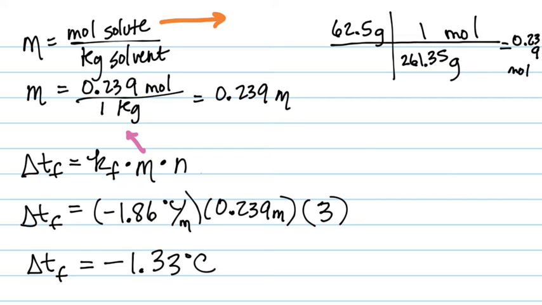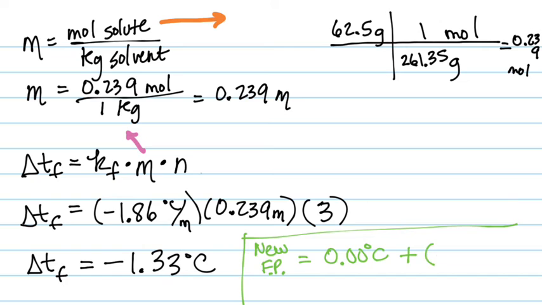So if it asked for the new freezing point, we're going to do that even though it does not ask for that. But again, I want you to see it one more time. So the new freezing point of water, once we added that solute to it, I look back at my chart. The normal freezing point of water is 0.00 degrees Celsius. We add on the delta TF. So the new freezing point, negative 1.33 degrees Celsius. Please make sure you get all of this in your notes.